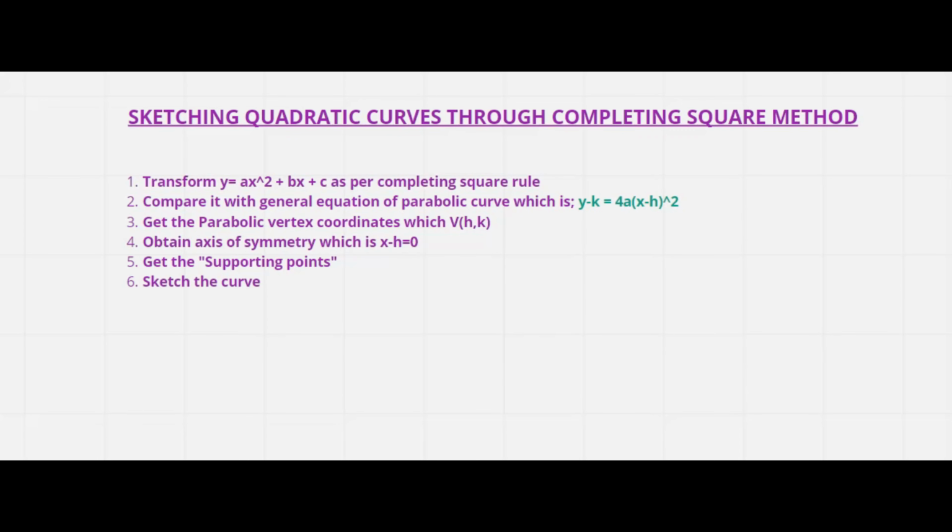In this video, we'll try to learn how to sketch the quadratic curves through the completing square method. So the major steps that we are going to follow in order to sketch these curves are these. Now you can pause this video and note down these points, because we are going to understand all these points in the upcoming example that we are going to solve in this video. So without wasting any further moments, let's get started.